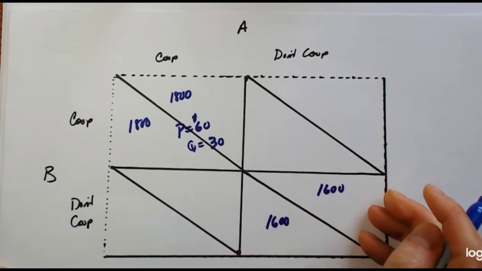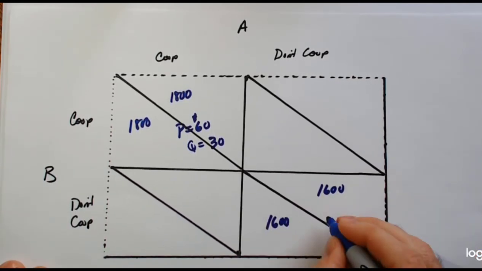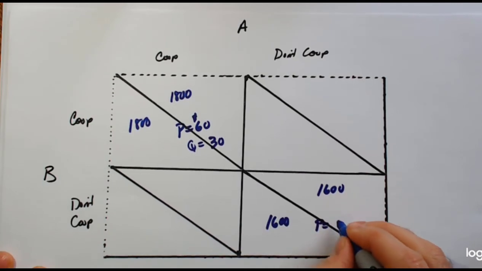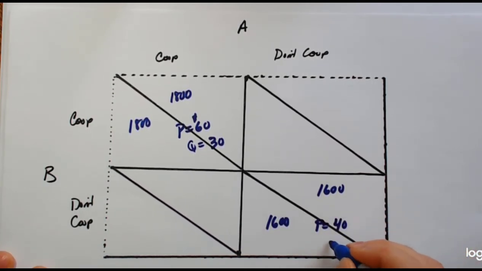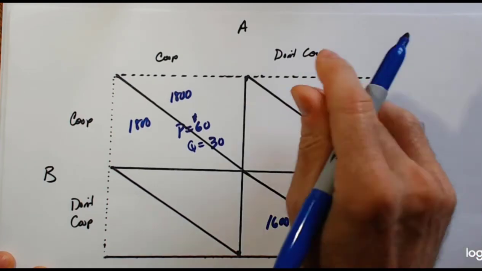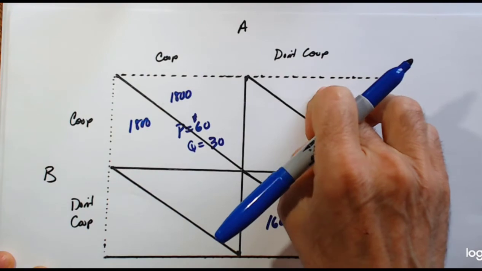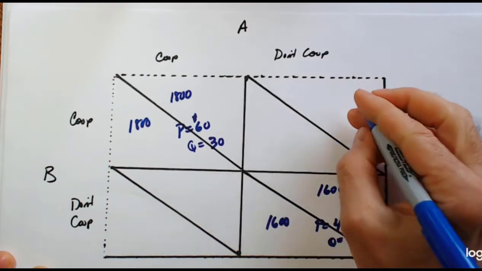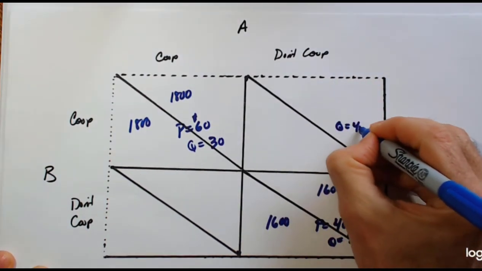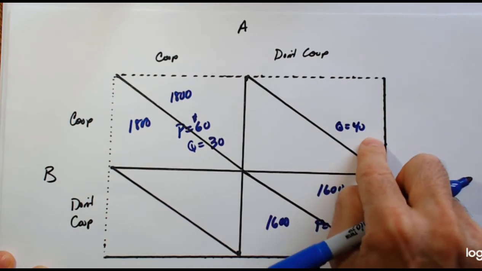They share $1,600 each in revenue, and the price is set at $40, and the quantity each is set at 40. And then we said, well, what happens if A cheats and sets quantity equal to 40 and sells 10 more?